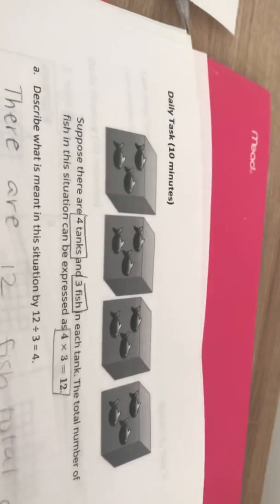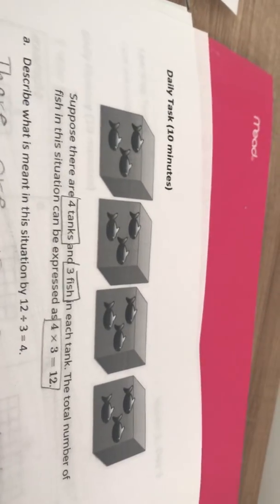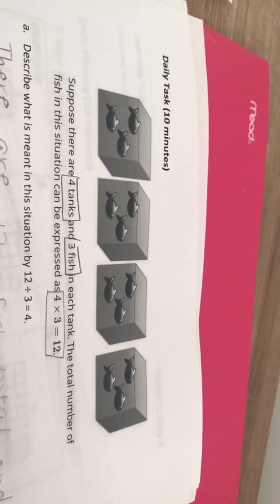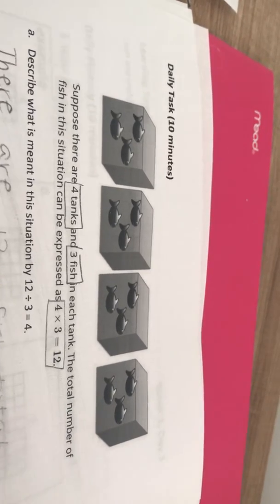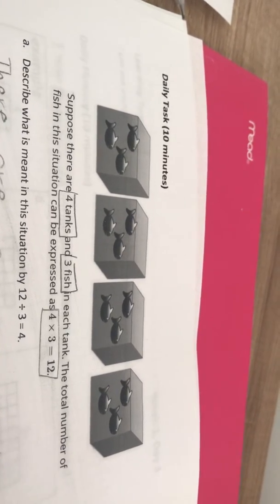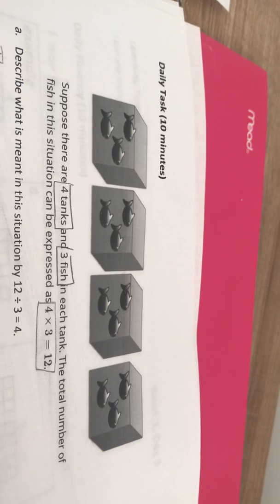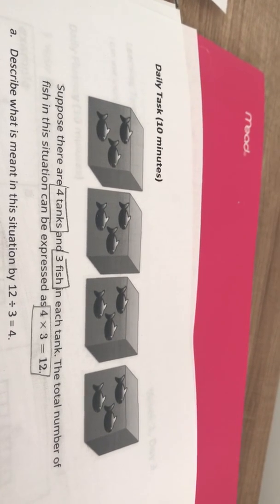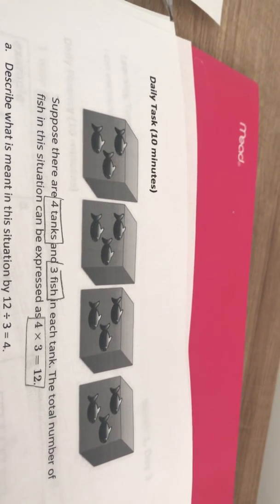All right, and that's done with the first page. Now we're going to go on to the second page. Let's read the question. So we have a picture here of some fish, and they're in a tank. It says, suppose there are 4 tanks and 3 fish in each tank. The total number of the fish in this situation can be expressed as 4 times 3 equals 12.